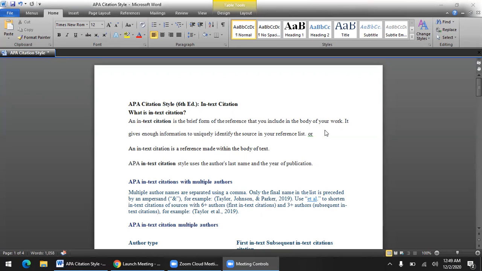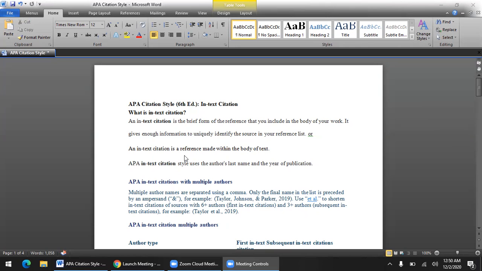There are different chapters in your research, your articles. Some things we are going to write in the form of text. So in those situations, how will you write in-text citations? It gives enough information to uniquely identify the source in your reference list. An in-text citation uniquely identifies your source, from where you have quoted, from where you have paraphrased, from where you have taken. So it uniquely identifies the work from where you have put it.